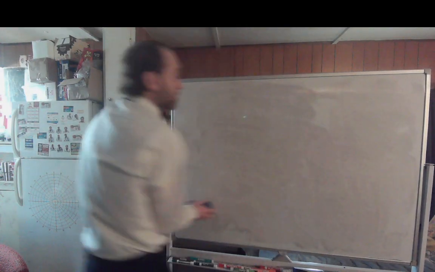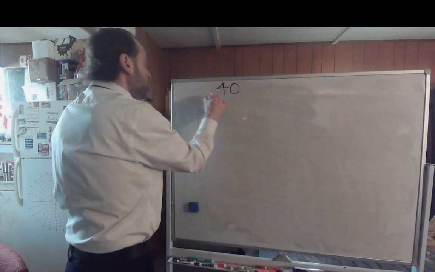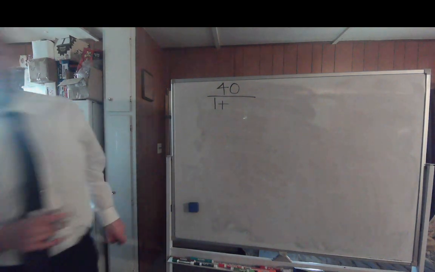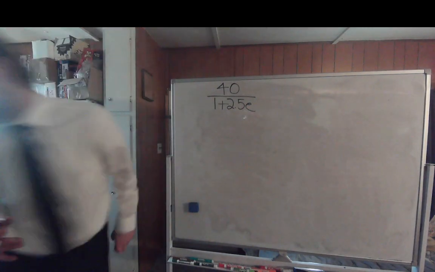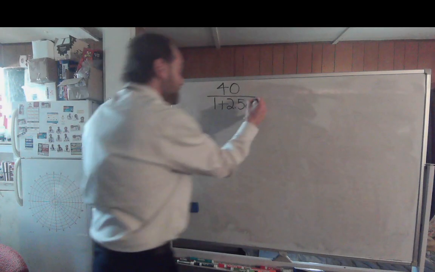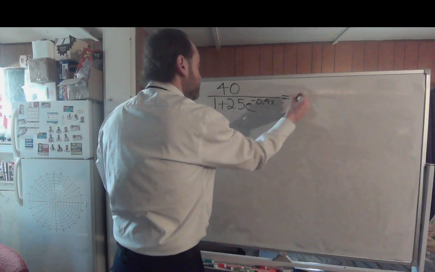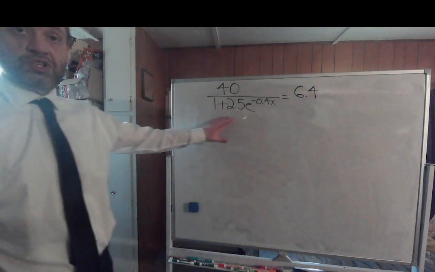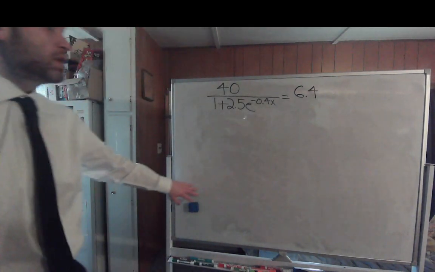I should just have one more, then we're done. Alright, so we have 40 over 1 plus 2.5e to the negative 0.4x is equal to 6.4. So 40 over 1 plus 2.5e to the negative 0.4x equals 6.4.